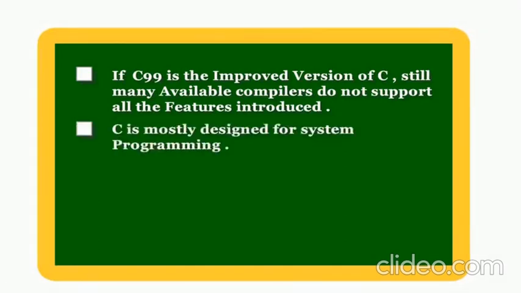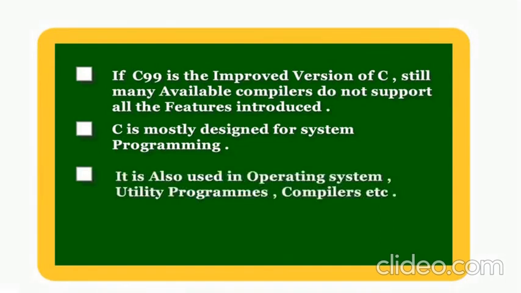C is mostly designed for system programming, but it can be applied to every field. As I told you before, it can be applied to design games and to build operating systems. It is also used in operating systems, utility programs and compilers. In this manner you can perform any operations with the help of the C programming language, and we are going to see each concept practically as we move forward in this course.